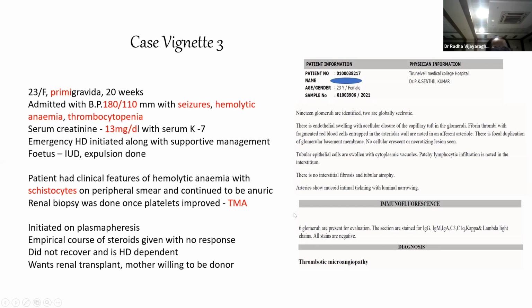She was initiated on plasmapheresis and an empirical course of steroids was given with no response. ADAMTS13 levels were normal. The patient did not recover from the renal failure and is hemodialysis dependent to date. She wants a renal transplant, with her mother willing to be the donor. So these are the 3 case scenarios which we have presented.